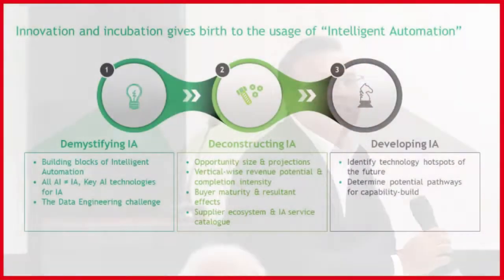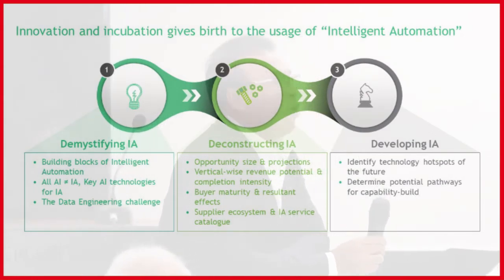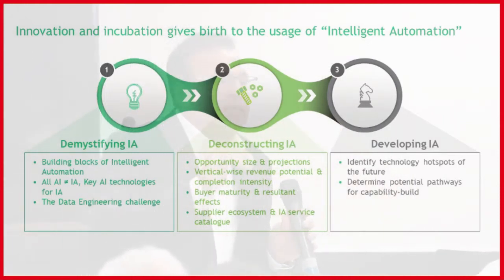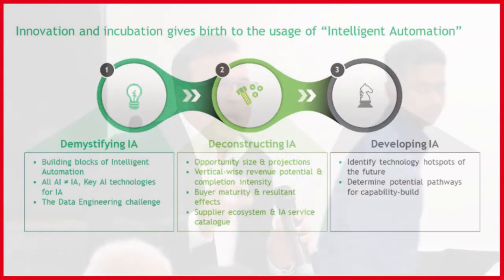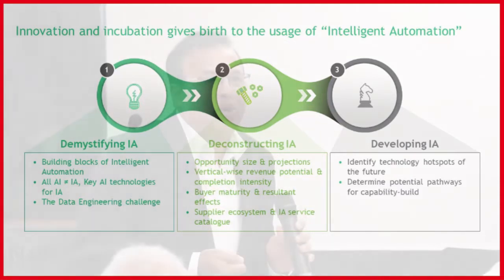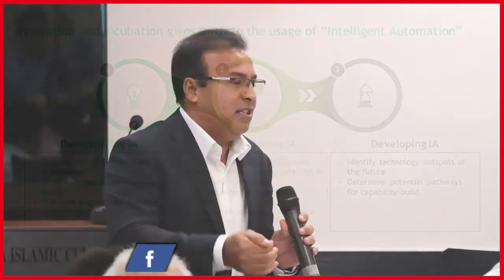Now, this innovation and incubation gives birth to a new era or emerging technology, which is intelligent automation. This is different from artificial intelligence. Artificial intelligence is one of the components of this, and I will explain that. We try to explain intelligent automation in a 3-step approach: first, demystify the intelligent automation, then deconstruct it, followed by developing the intelligent automation.